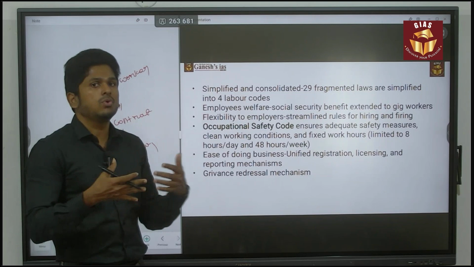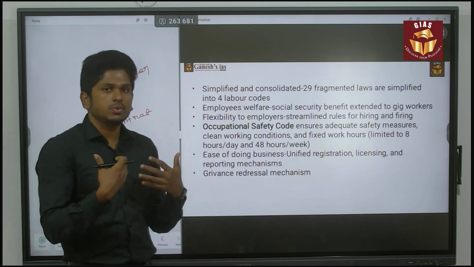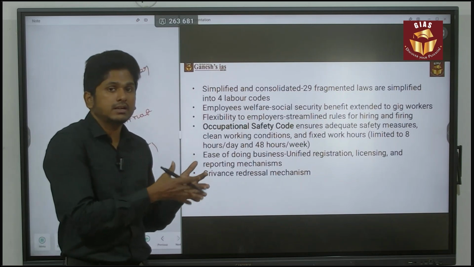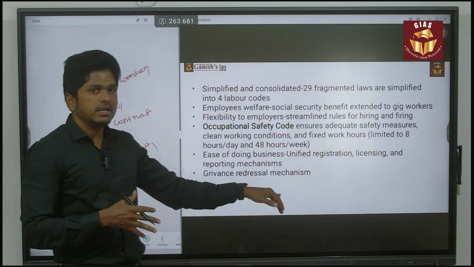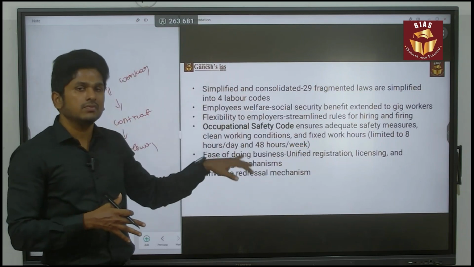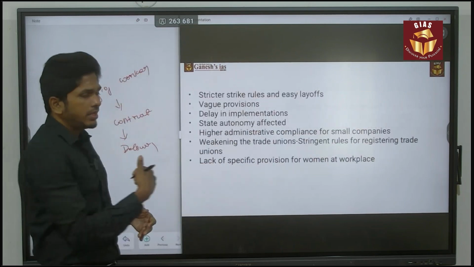Okay, it will create a forum for discussions, to create negotiation and bargaining, to overcome the tussle that leads to the loss of production. To overcome that thing, they are providing a grievance redressal mechanism also. So these are the major benefits of these four labor codes. But there are also many demerits.